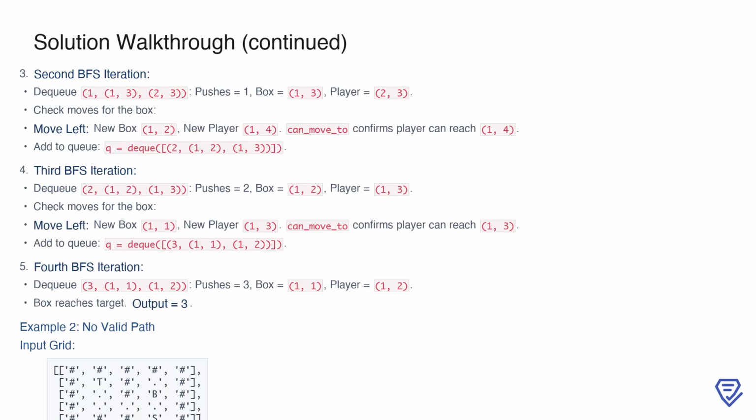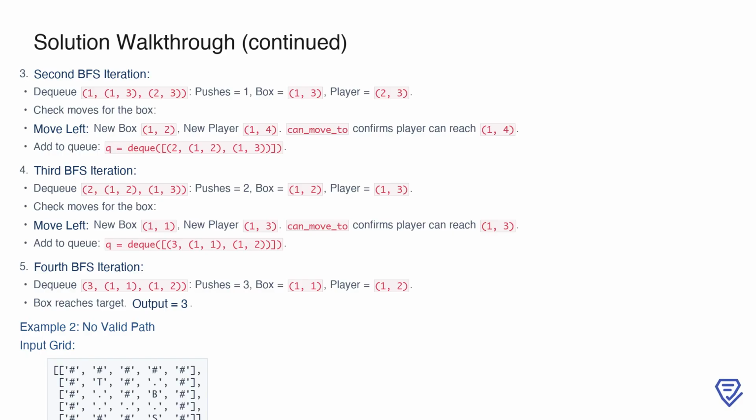Next, we process the state where the box is at 1, 3, and the player is at 2, 3, with 1 push made. From here, we again consider all possible moves for the box. Moving the box left to 1, 2 requires the player to move to 1, 4. The can_move_to function confirms that the player can reach 1, 4, so we enqueue this new state with 2 pushes, the box at 1, 2, and the player at 1, 3.